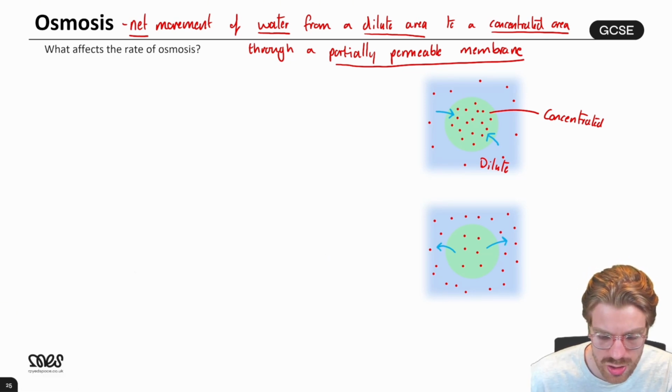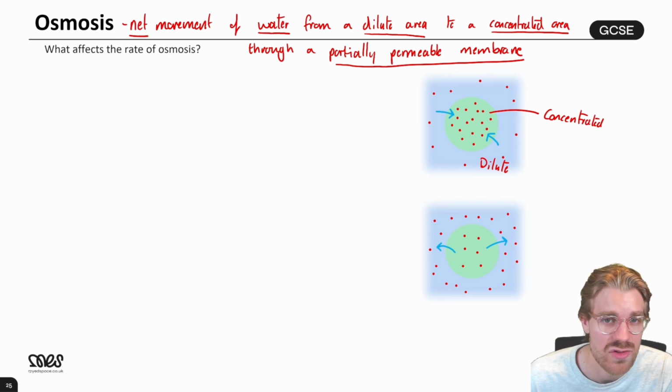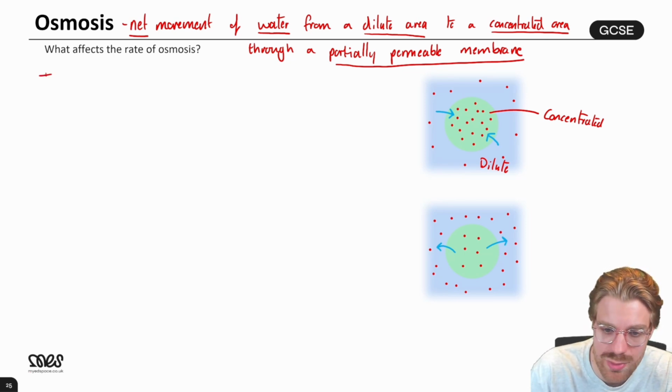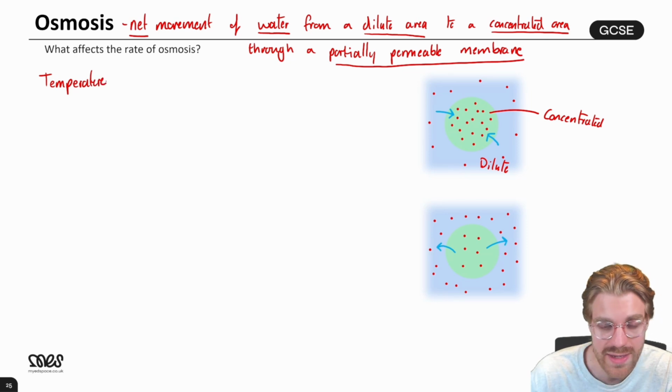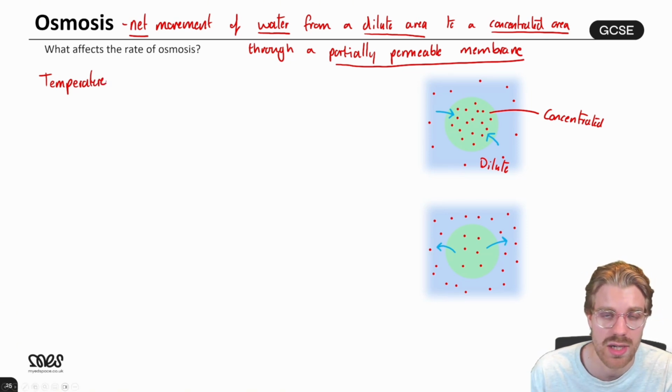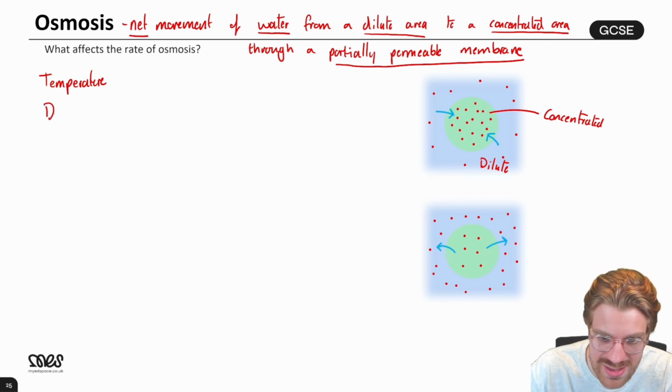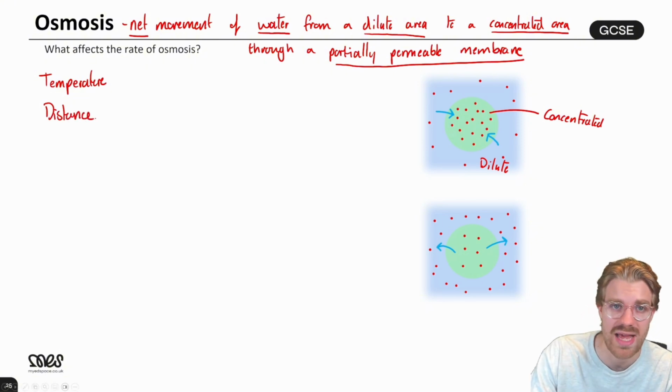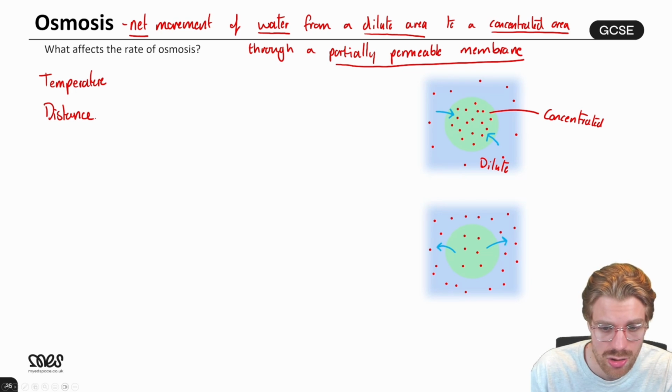So, given that osmosis is a special case of diffusion, what factors might affect the rate of osmosis? Well, we could talk about temperature again, because as the temperature increases, that is going to increase the kinetic energy of the particles, increasing the rate of the movement and diffusion and osmosis. We could talk about the distance. If the water has to move further, it has to move through more cells, it's going to take longer.